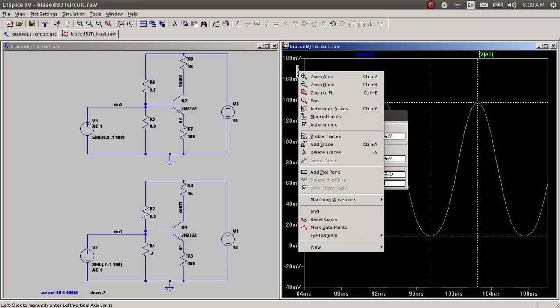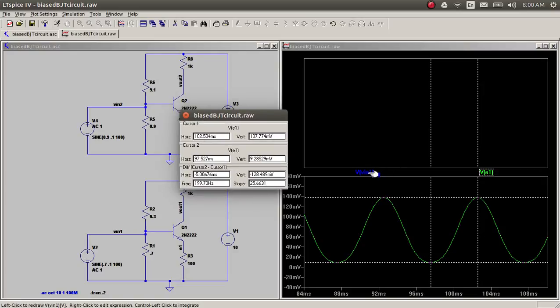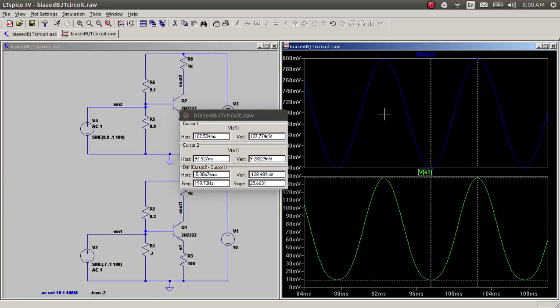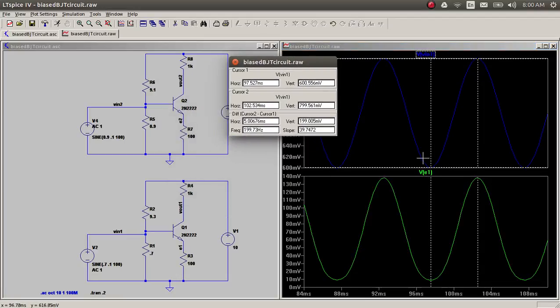One more thing we can do here is add a plot pane, and this allows you to see two waveforms at the same time, and this is also useful. So you go here and it switches the thing to the input, and you can see definitely the difference in the curves, where this is distorted and this is not.